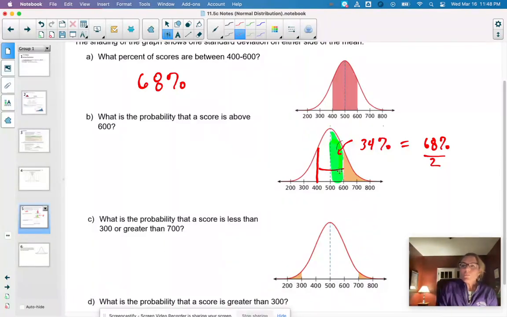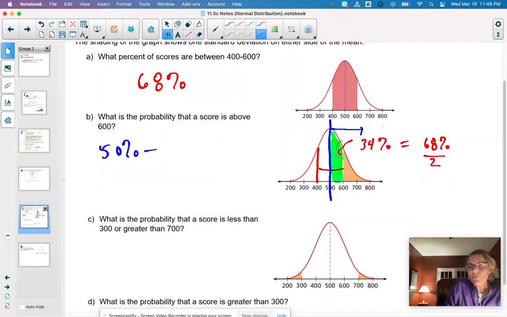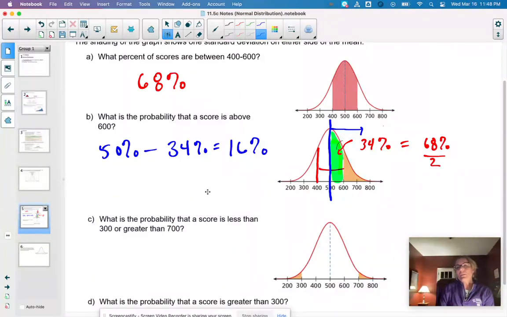And so if I know that this is cutting it in half, so I know that from here over to here, that accounts for 50% of the data. I only want this tail end right here. So if I take the whole right side and I subtract off the green highlighted part, which is 34%, I'm going to get 16%. That is the probability that a score is above 600.